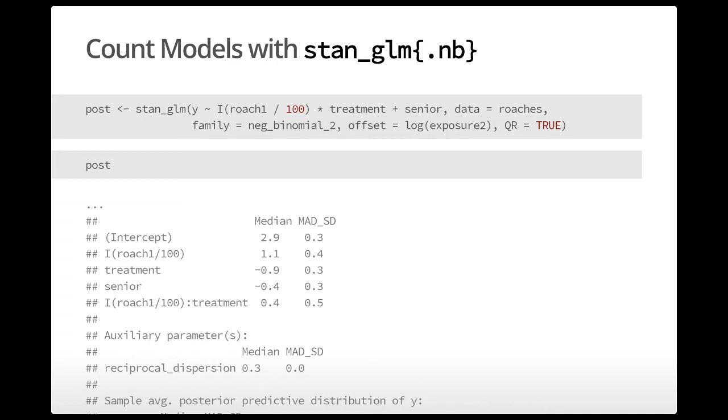This reciprocal dispersion pertains to phi. The fact that it is not infinity tells us that we're not in the special case of the Poisson. And that's about all there is to that. As usual, all these coefficients pertain to the eta, so the log of the expectation of the number of roaches caught, and are not that suitable for interpretation, particularly with the interaction term in there.